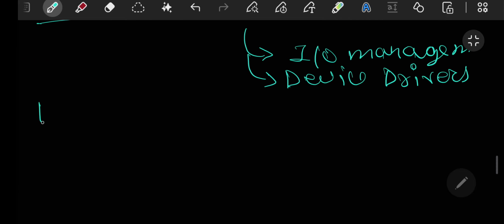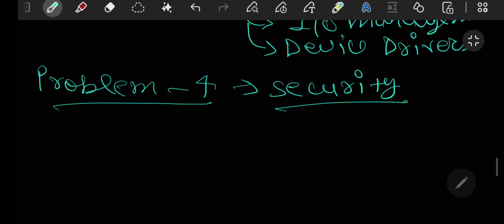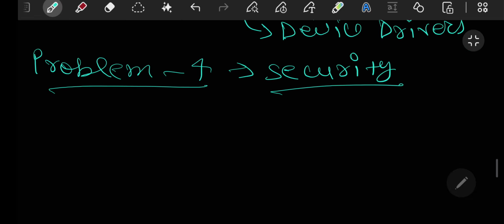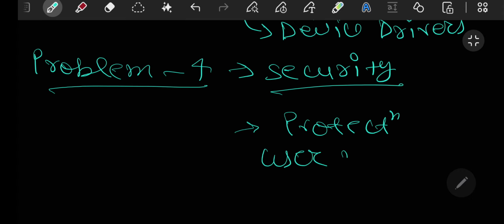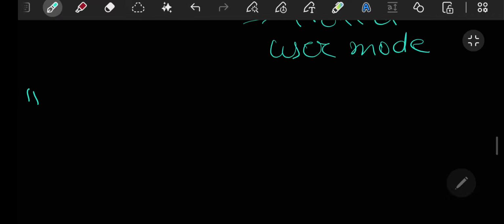And problem 4 that is generated if there is no operating system is security, such that no program can access our personal or private information. So we are going to discuss this in protection and user mode or kernel mode. So usually, let's take real life examples of operating system.